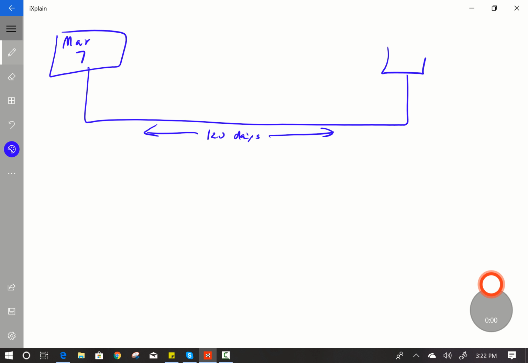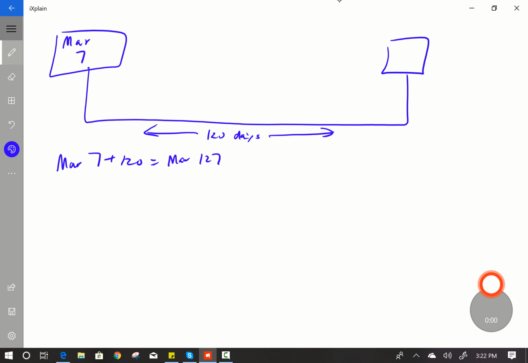I don't know what the maturity date is, but I'm going to find that out. So I'm going to start right here with March the 7th plus 120 equals March the 127th day.